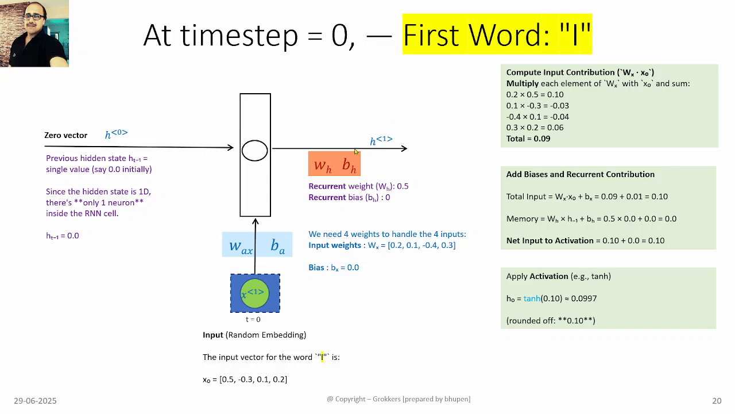That means the output here, the activation, which will go to the next time step, is 0.10. And this output is actually passed to the next time step, where it is going to be again accommodated with the next token.